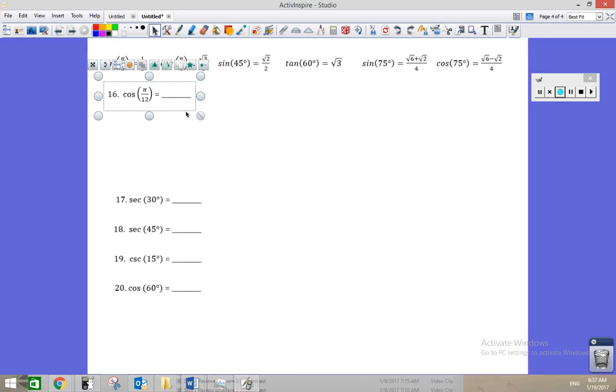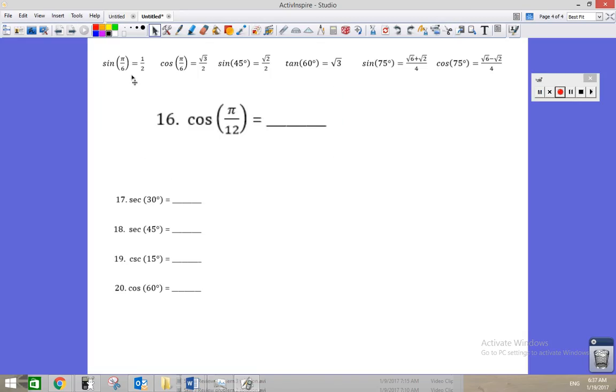If we look at cosine of pi over 12, I don't see cosine of pi over 12 given, but I do see that sine and cosine are cofunctions. If I take pi over 2 minus pi over 12 and get a common denominator, I get that 5 pi over 12 and pi over 12 are complementary angles. Sine and cosine are cofunctions, so I've got the sine of 5 pi over 12.